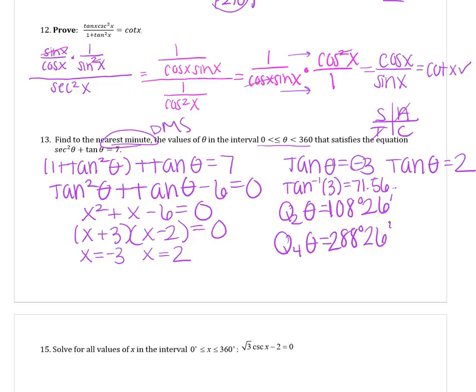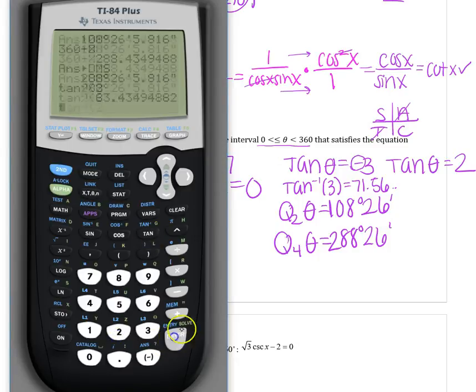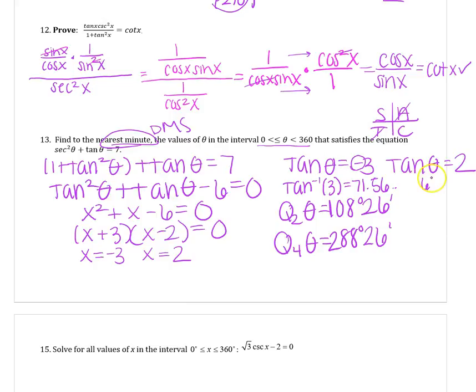Okay, and then we'll do the same exact process over here for tangent of theta equals 2. Now, second tan of 2, so 63.43. Okay, but we're going to use that to get into quadrants where tangent's positive. So now we actually will refer to 1 and 3.